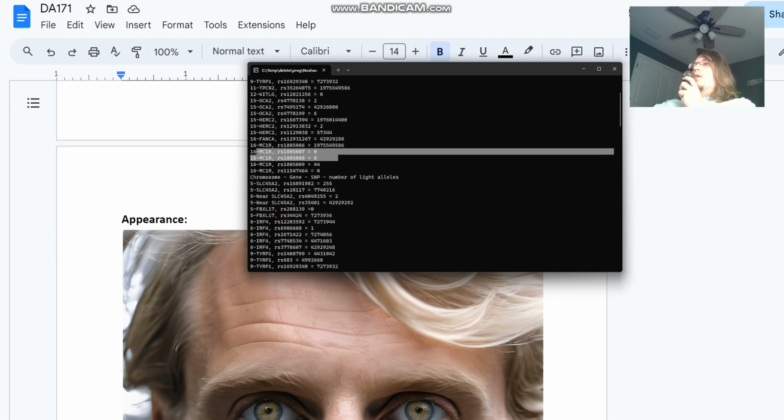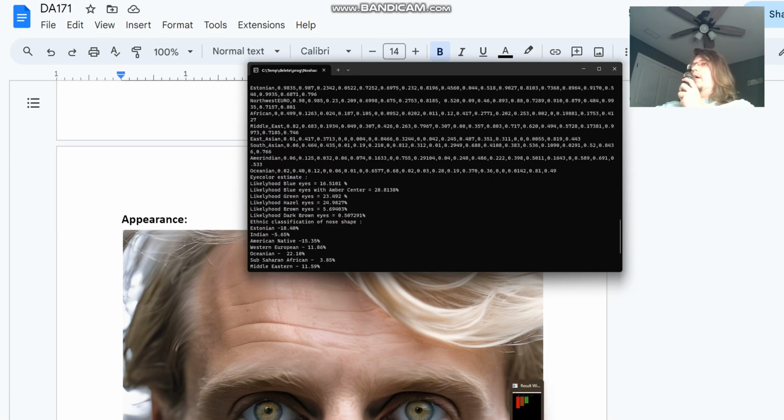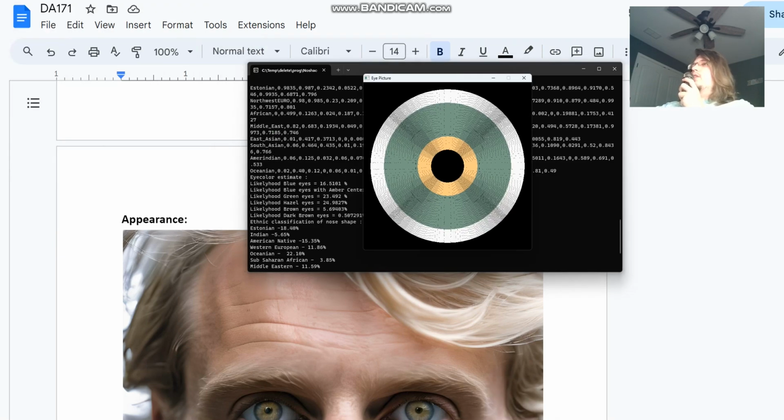So, he does not have any derived variants in MC1R either, so there is no reason to assume he would have ginger here. And let's show you the picture for the eyes, because there is a picture too. So, this is the predicted eye color for him.